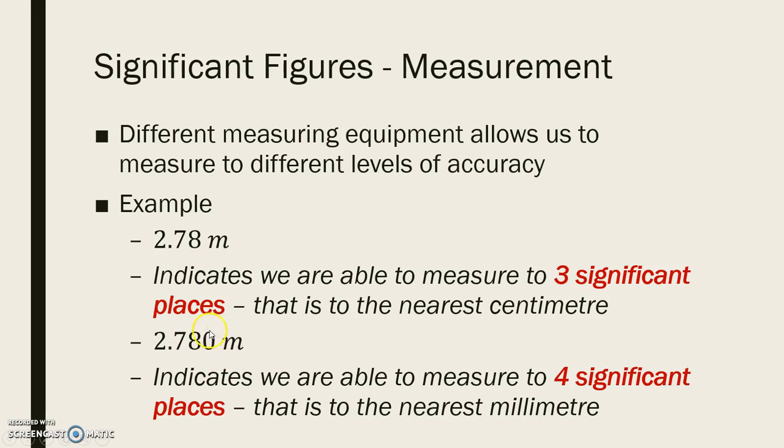The second one here has a 0 on the end, so that's 4 significant places. And what that means is that we've measured it now accurately to the nearest millimeter. So significant places are very important, particularly in engineering and science, where we are concerned about how accurate we are.